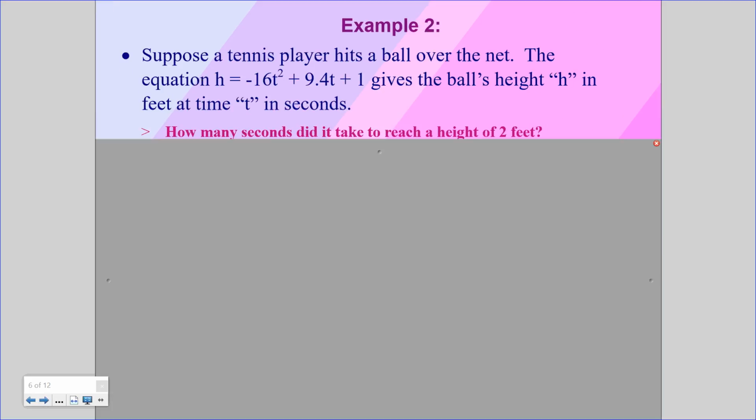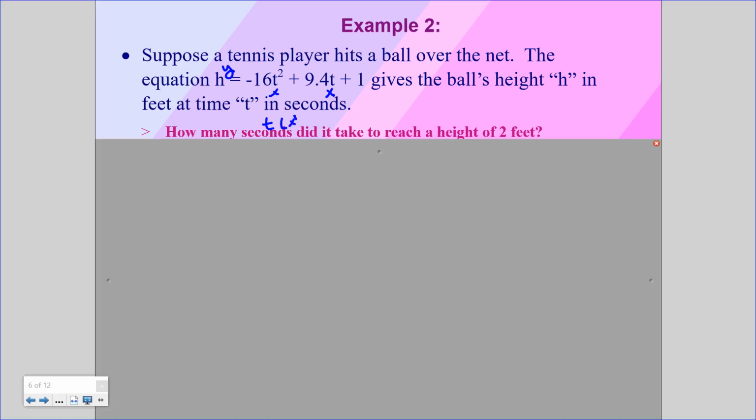All right, so units are really important for breaking down these word problems. Suppose a tennis player hits a ball over the net. The equation h equals negative 16t squared plus 9.4t plus 1 gives the ball's height h in feet at a time t in seconds. So in this problem, we're being asked how many seconds did it take to reach a height of 2 feet? Here we have t and h again. h stands for y, and the t's are in the place of our x's. So if we're being asked how many seconds, well, seconds is t.